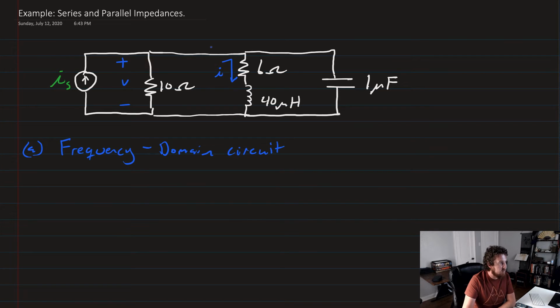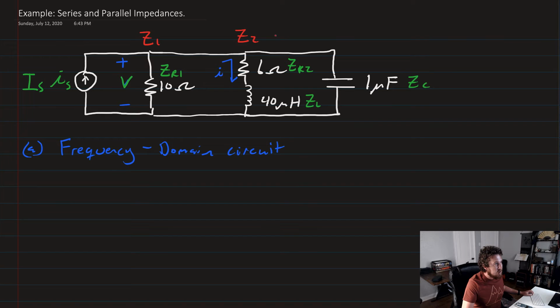So basically convert everything here into phasors. So we'll go ahead and we'll have I sub S. This will become phasor V. We'll call this one Z sub R1. Here let's have Z sub R2, then just Z sub L and Z sub C. And when we go to combine these as equivalents, we'll refer to these as Z1, Z2, and Z3.